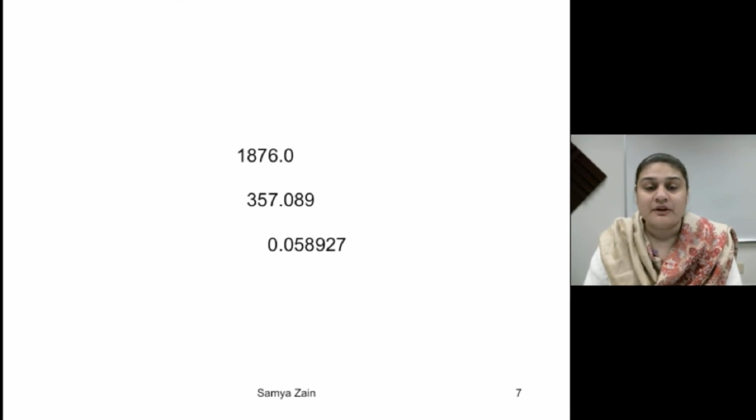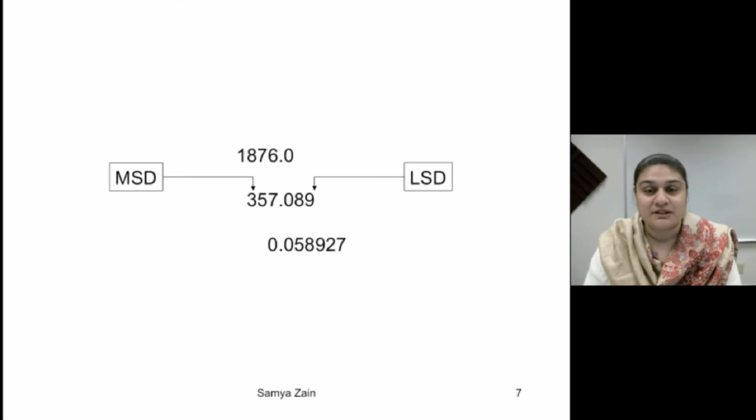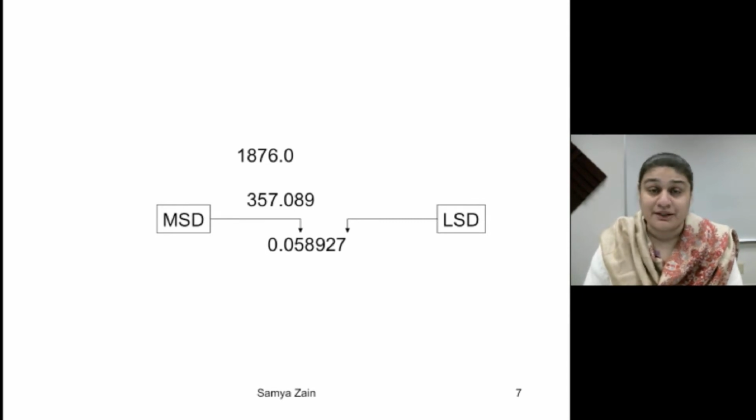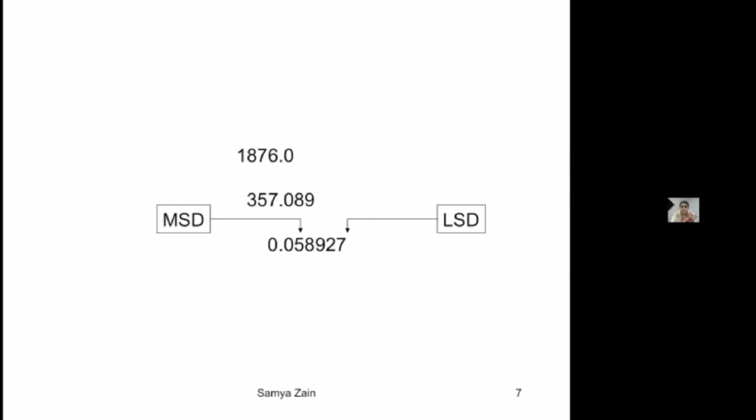Look at the second number, 357.089. In this case, the 3 is the most significant and the 9 is the least significant. Note, in this case, you cannot ignore the 0 that's in the middle. Now look at the last one, 0.058927. In this case, 5 is the most significant and 7 is the least significant digit. Now, this all may seem very random to you right now, but there are certain rules that make our life easier when we talk about significant figures.